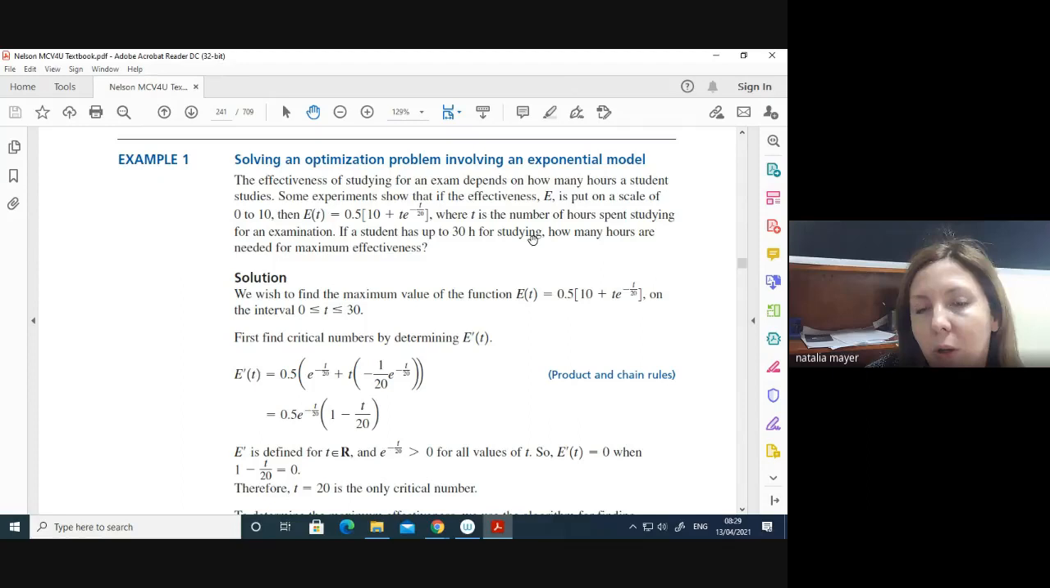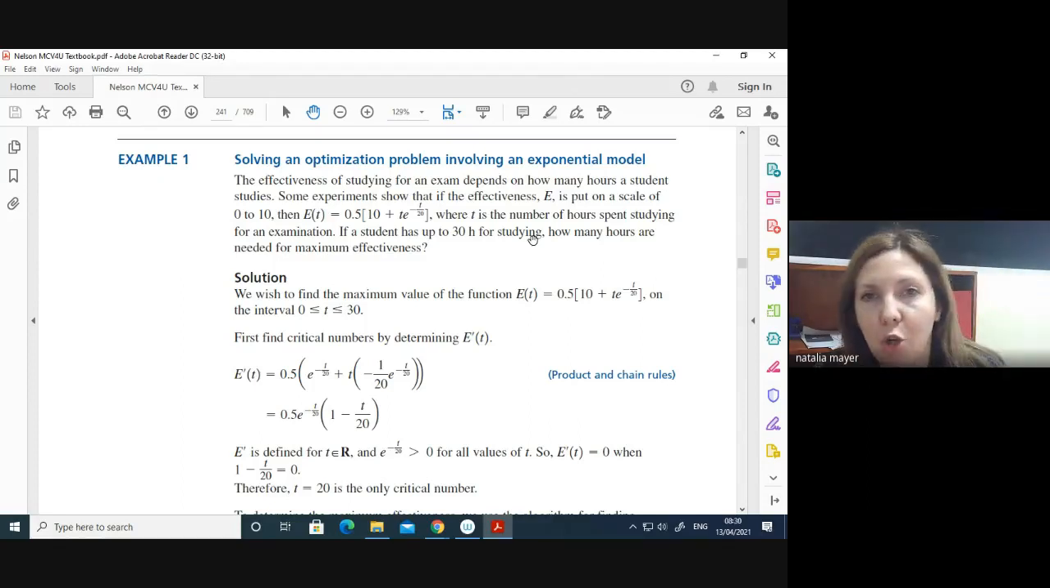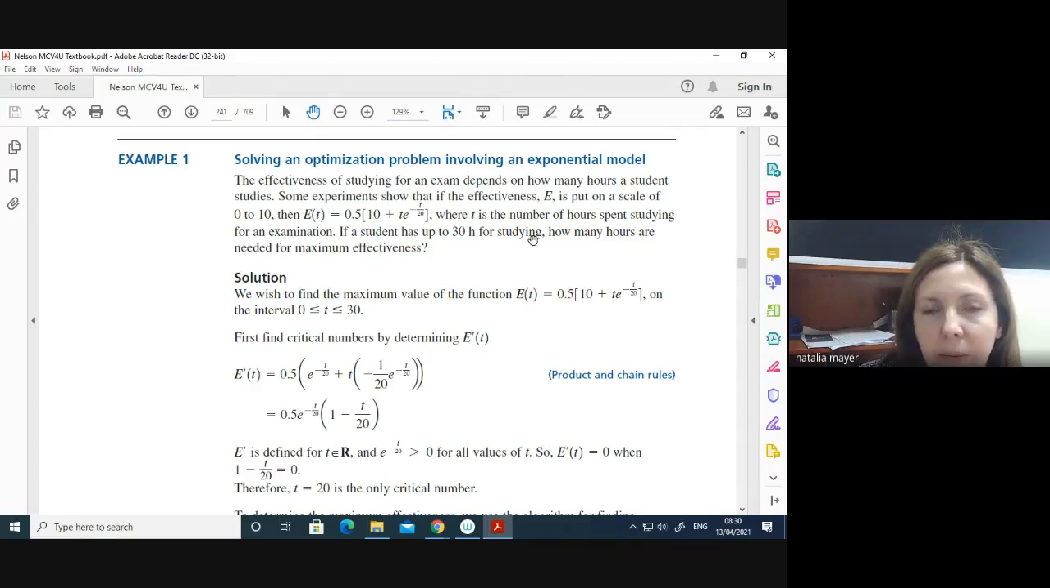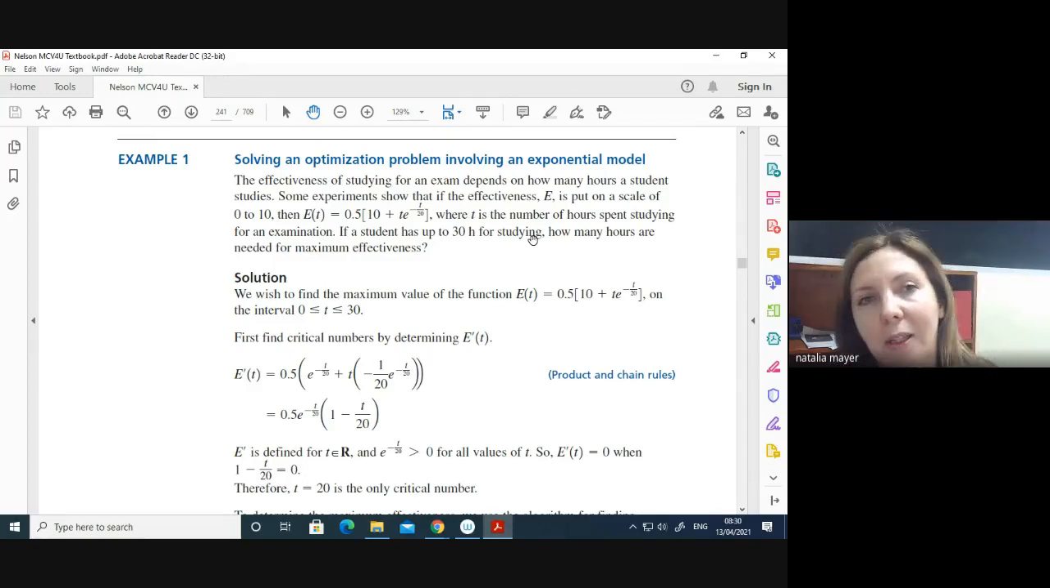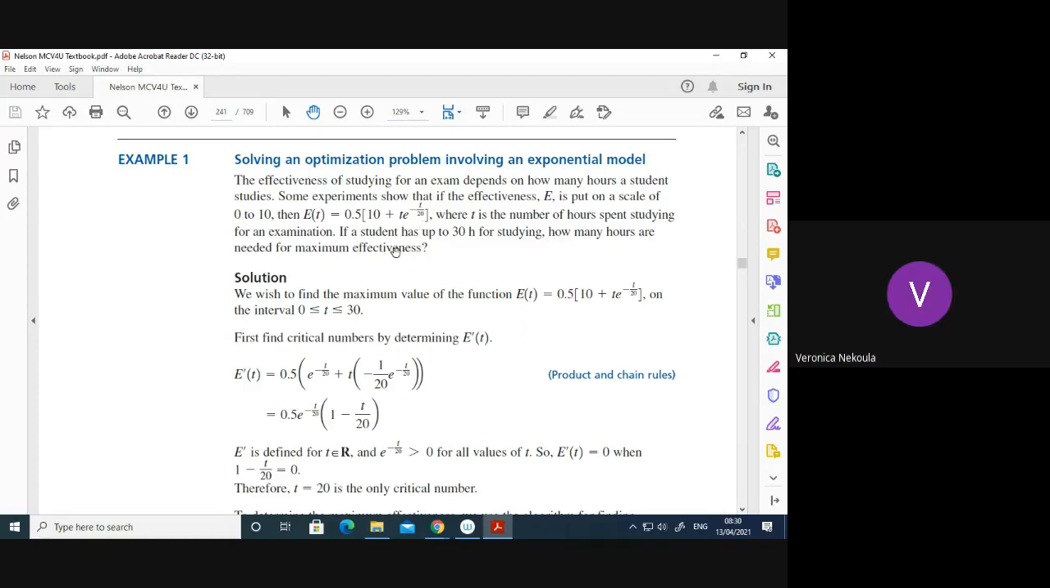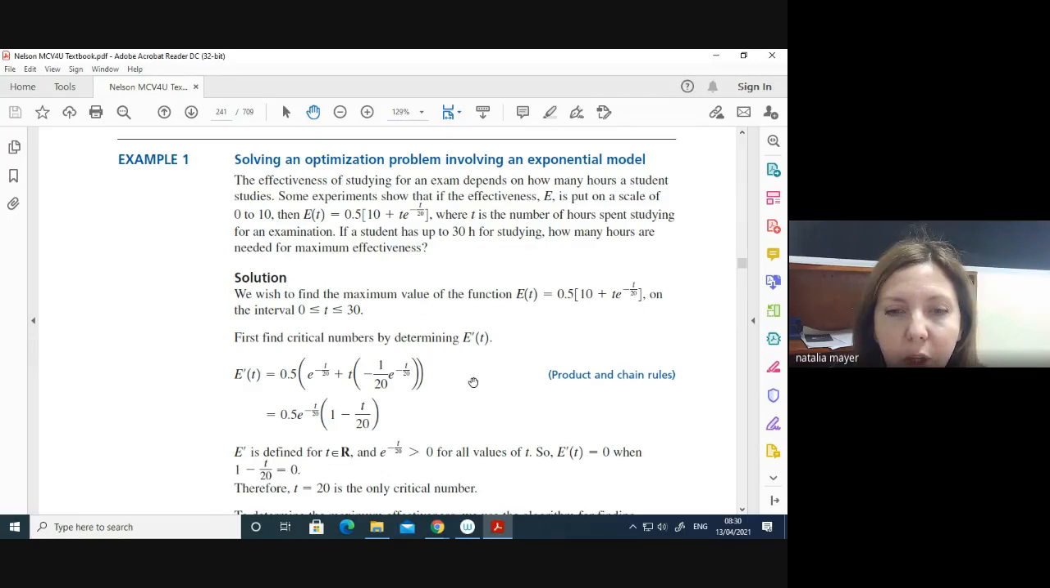Exactly, more than or equal to 0, right? Because theoretically you can spend 0 hours studying, and then evaluate the effectiveness. So you all remember that in the interval, the endpoints always have to be included, because we're going to use them for the algorithm. All right, and then the rest is pretty straightforward, I hope, because if the function is given, then what is the first step in solving the question? Find the derivative. Okay, so here is the derivative of the function.